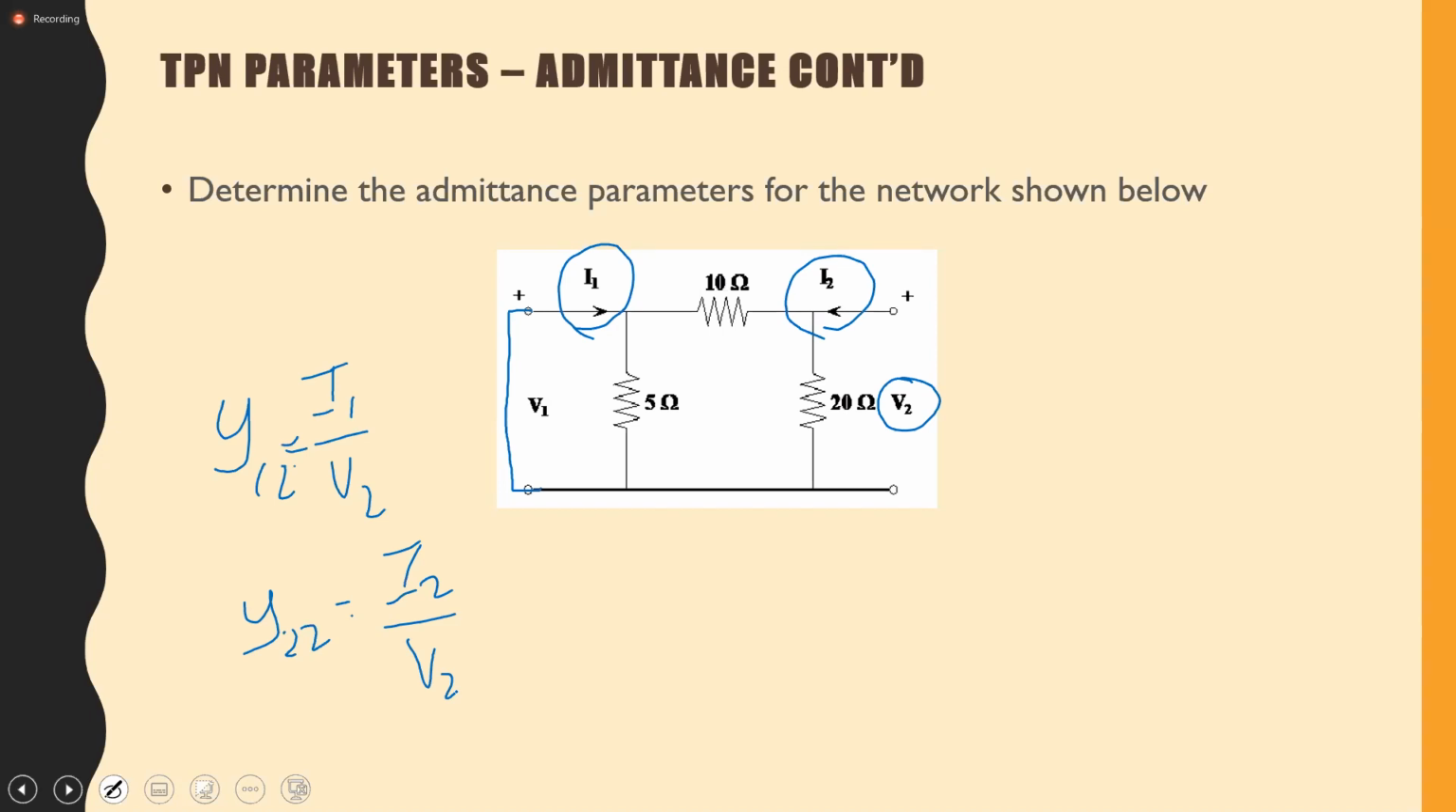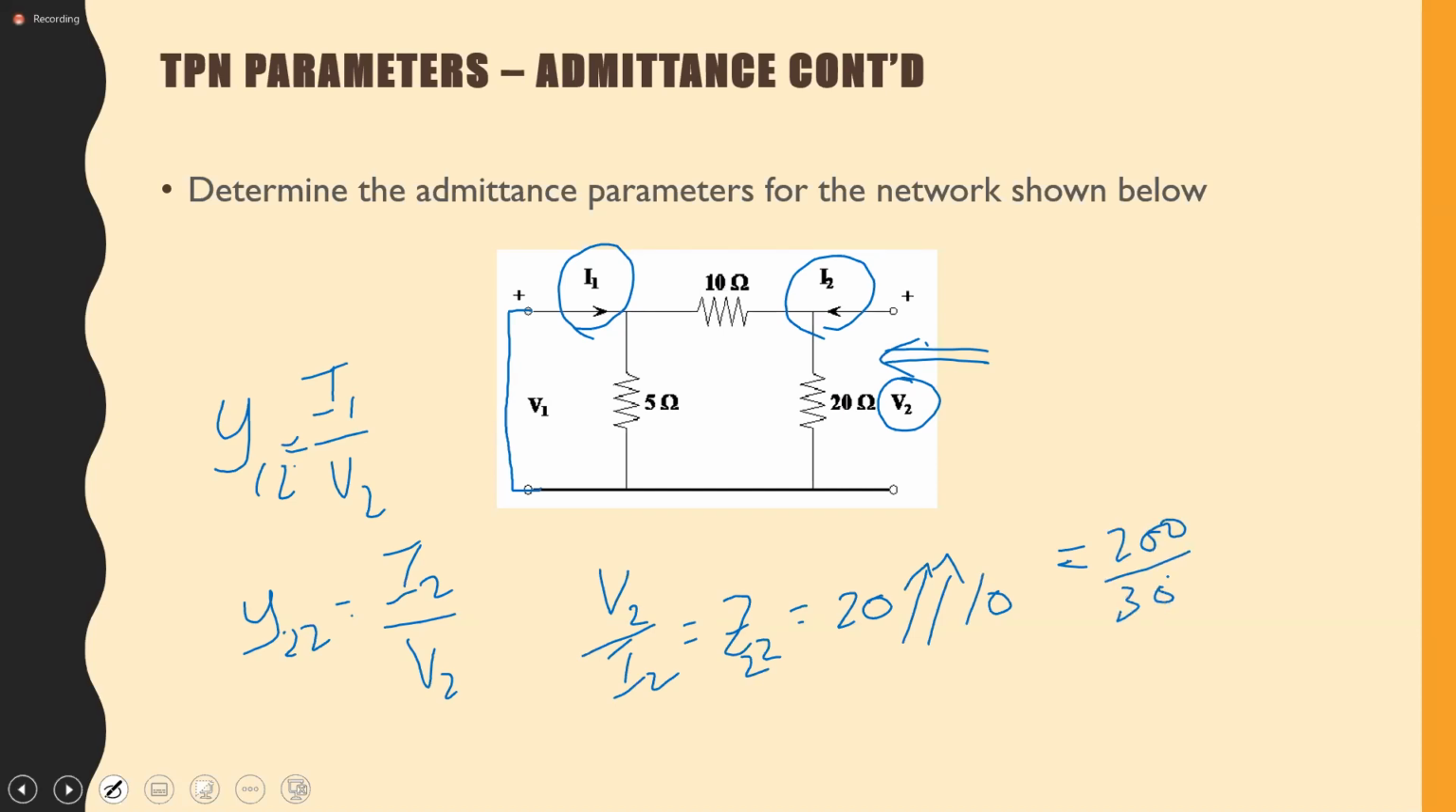Now, for Y22, I'm now looking in that direction, right? For Y22, we can find V2 over I2, which is Z22. What would that be equal to? What's the impedance seen looking in this direction? 20 in parallel with 10. So we have 200 divided by 30.